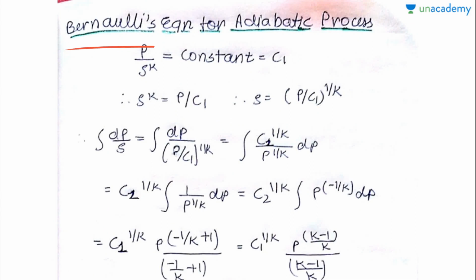Now the second one is Bernoulli's equation for the adiabatic process. For an adiabatic process, as we all know, p divided by rho to the power of k will be equal to a constant, which is c1. Again, we will get the value of c over here and bring rho over here, so we get this as the relationship. And in this, we take the whole power of 1 divided by k. So rho will become equal to this to the power of 1 divided by k, and we will replace this value of rho in this.